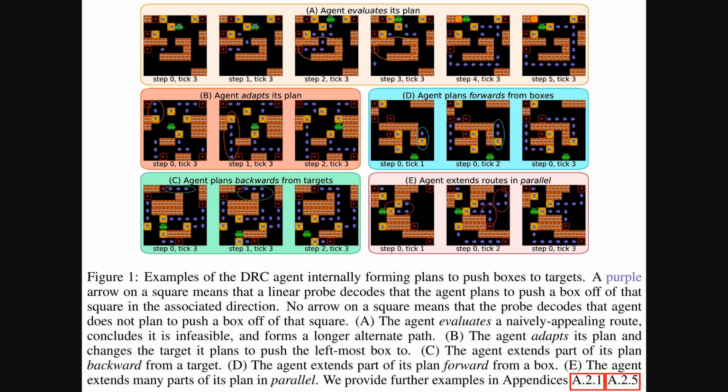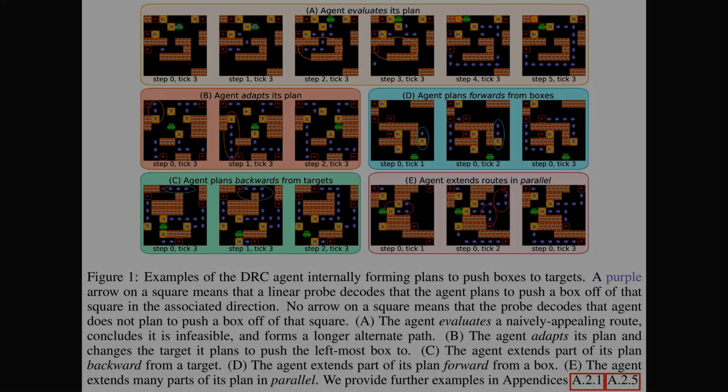Okay, so this first figure gives us a peek into what the authors found. It shows examples of the agent actually forming internal plans to push boxes to targets in the Sokoban game. You can see it, well, evaluating different routes, adapting its plan when one seems infeasible, and even planning forwards from boxes and backwards from targets, sometimes in parallel. It really looks like a kind of learned search happening internally.